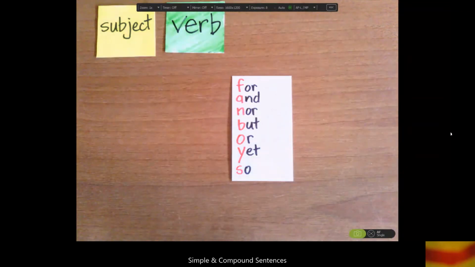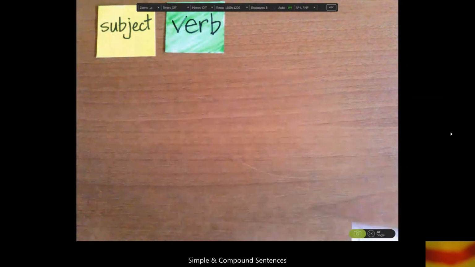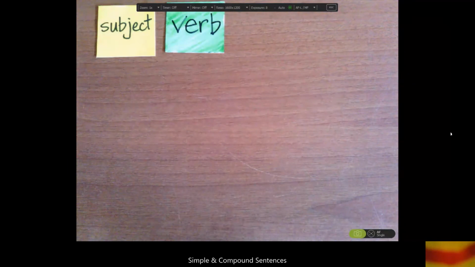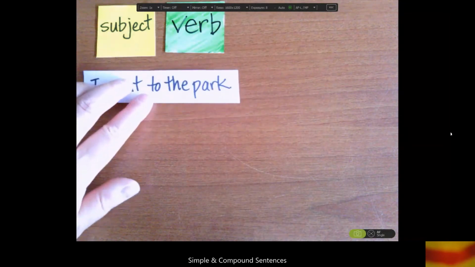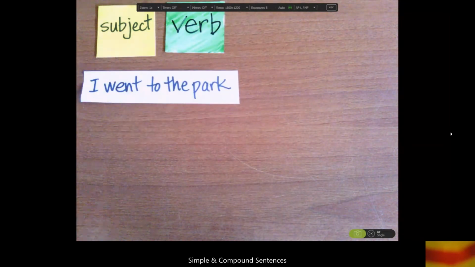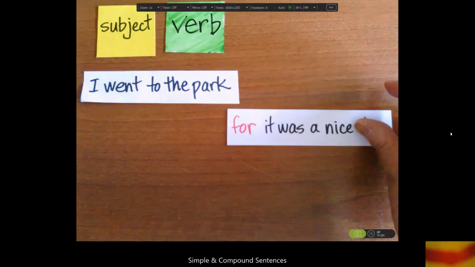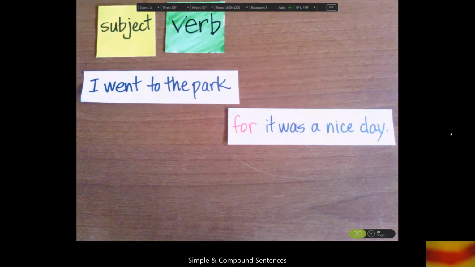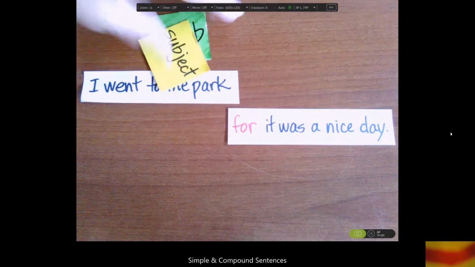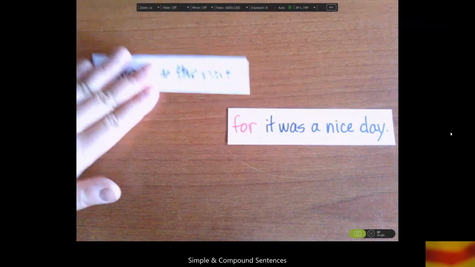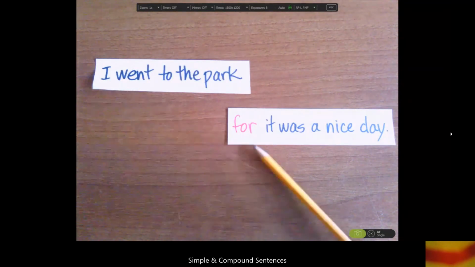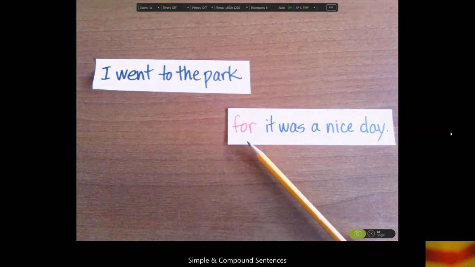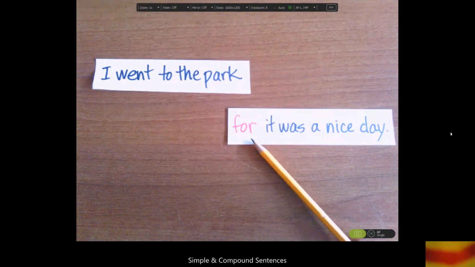Let's take a look at some sentences using these conjunctions. And using these conjunctions means these simple sentences, like I went to the park, become compound sentences. I went to the park, for it was a nice day. Another way to say that would be, because. I went to the park because it was a nice day. Don't forget that for is a formal way to say because.